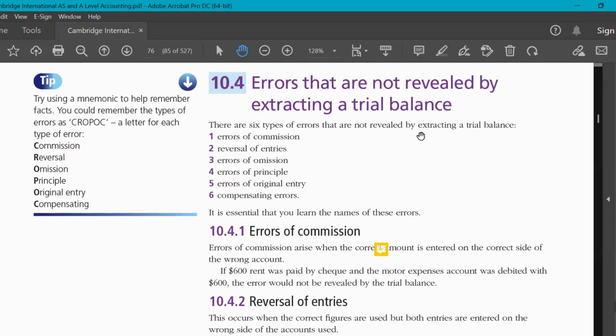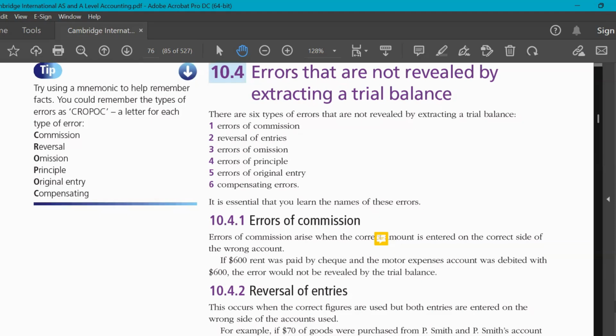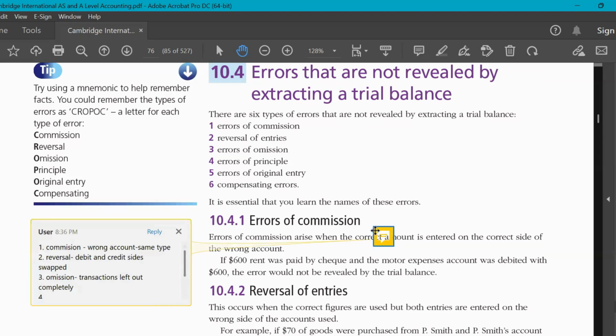So the first is the errors of commission. I have here also in a nutshell about this. Errors of commission arise when the correct amount is entered on the correct side of the wrong account. What does it mean? It means that the correct amount is entered on the correct side, but in a wrong account. So for example, rent is an expense, right? Rent was paid by check and the motor expenses account was debited with 600, and the error would not be revealed by the trial balance.